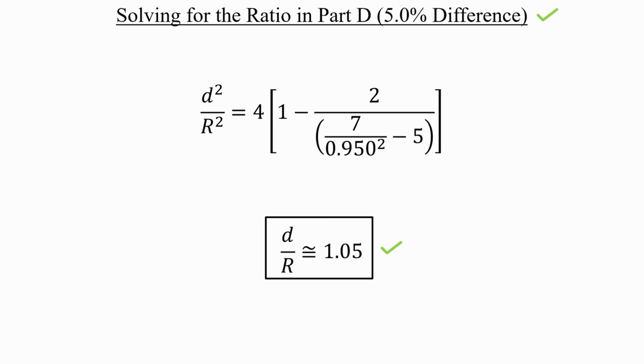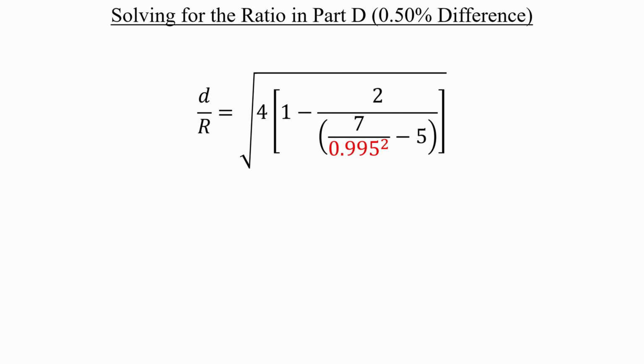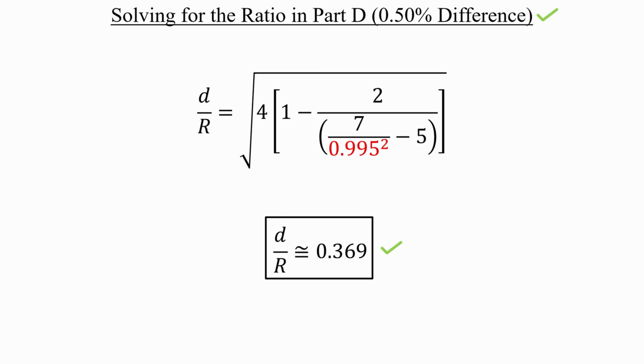For the 0.5% case, the process is identical. In fact, you can use the exact same final expression and just replace 0.95 squared with 0.995 squared. We just convert 0.5% to a decimal and then subtract that value from 1. Our ratio is approximately 0.369. That's it. We're all done.